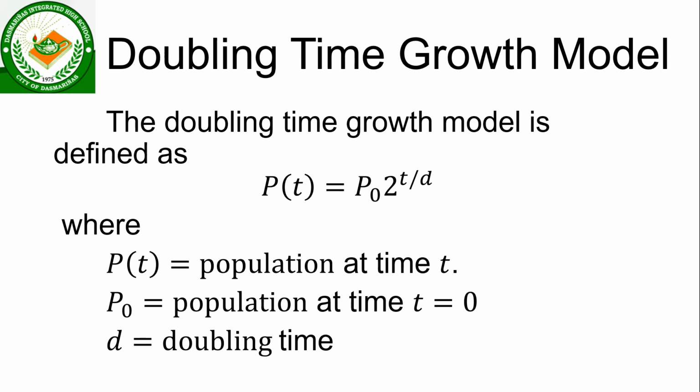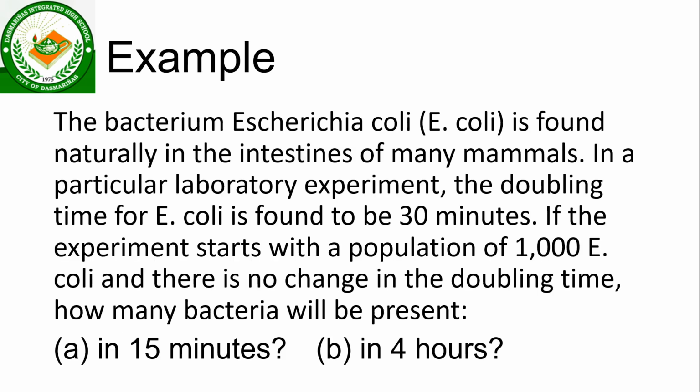So, this t over d is an exponent. Now, P of t represents the population at certain time t. P sub 0 is the population at time t equals 0 at the start. And this d is the doubling time, when the population will be doubled.